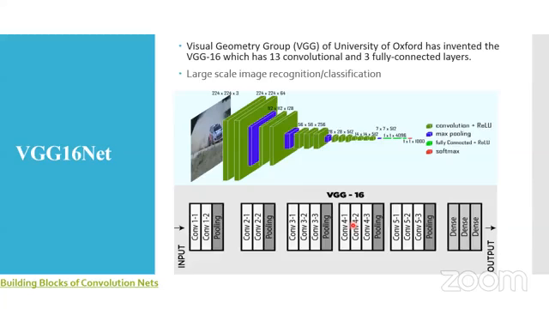We all know that in a convolutional neural network there is a convolutional layer and a max pooling layer, but they have used a very specialized configuration of these layers, as shown in this diagram. Two convolutional layers come first, then a pooling layer, then another two convolutional layers, then another pooling layer, then three convolutional layers and a pooling layer. Likewise, there are five types of convolutional blocks, each followed by a pooling layer, and at the end they have used three dense layers.